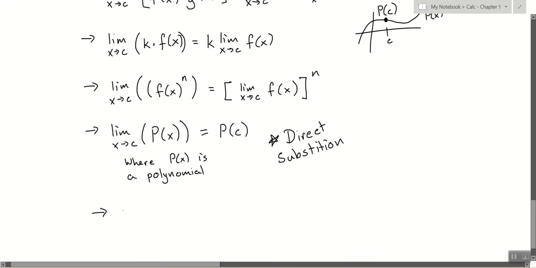What if we have the limit as x approaches c of, let's say we have a function f of x divided by g of x? How on earth do we evaluate this limit?